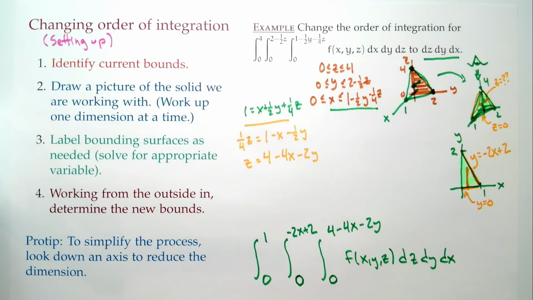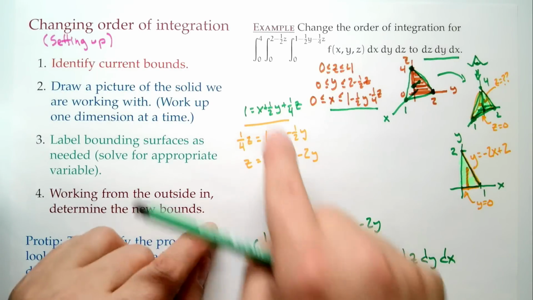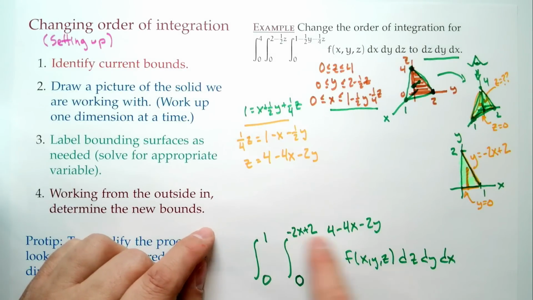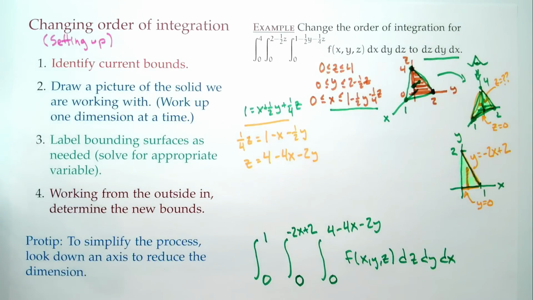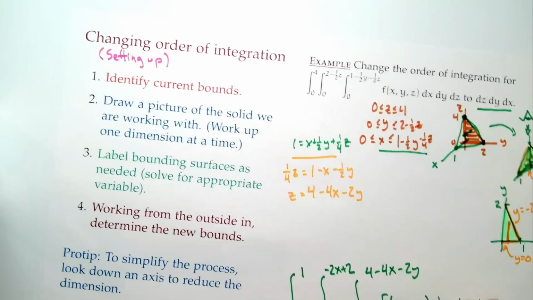And you probably will notice that the zeros are all the same, but the upstairs changed dramatically. So switching order of integration when you have interesting shapes is interesting. All right.